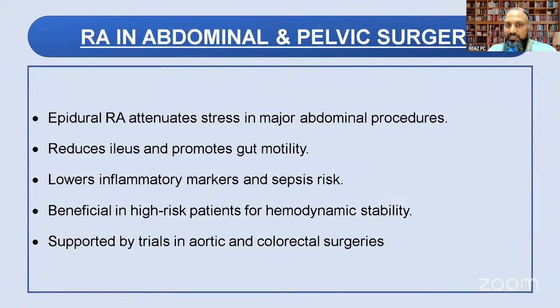If you use regional anesthesia in abdominal and pelvic surgery, we can use epidural regional anesthesia. It leads to attenuation of stress in almost all major abdominal procedures. It reduces chances of ileus and promotes gut motility, so we can give enteral feedings early. It lowers inflammatory markers and lowers risk of sepsis due to decreased neuroendocrine and cytokine response. It is beneficial in high-risk patients for hemodynamic stability and is supported by trials, especially in aortic and colorectal surgeries.